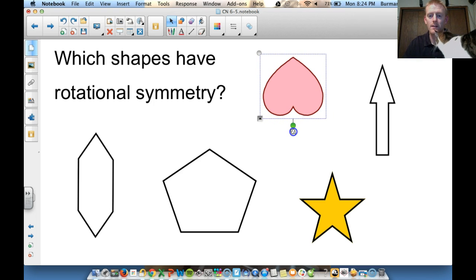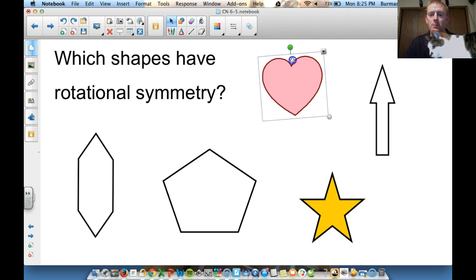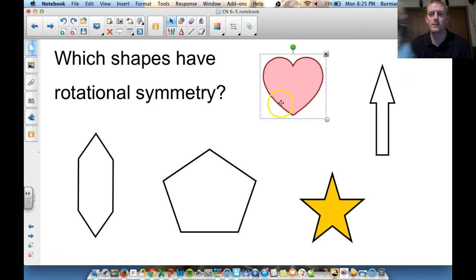Oh, here's my cat. 180 degrees, 270, and now it looks back the same again at 360 degrees. See ya, kitty? Kind of weird.